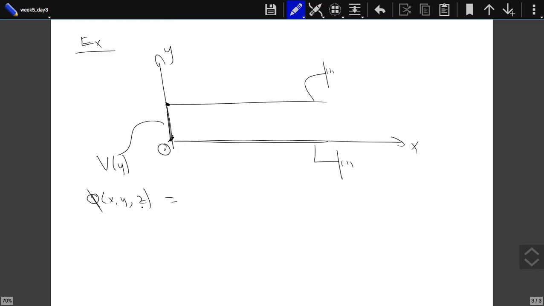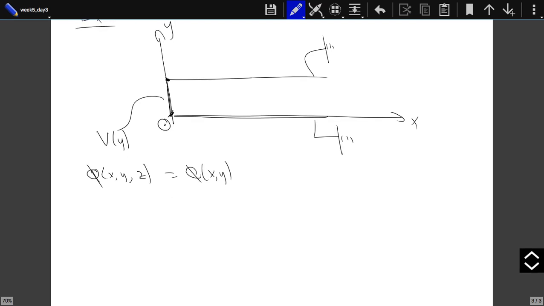Since nothing depends on z, none of the potentials on the boundaries depend on z, and we don't have any charge anywhere, so the charge density, zero, doesn't depend on z. There is no reason for the potential to depend on z. It can only depend on x and y. So the potential will be a function of x and y only, not of z. If we would, for example, consider a cube, then of course there would be a z dependence.